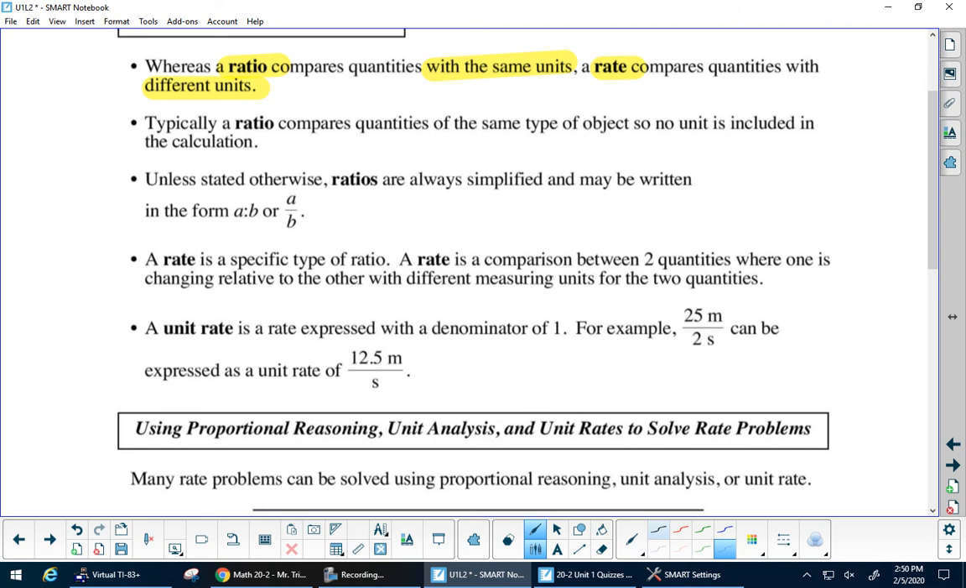So easy? Okay, now, again, the ratio compares quantities of the same type of object, so there are no units. Ratios can be in the 2 forms, A to B or A to B. They mean the same thing. Remember, this means 2.